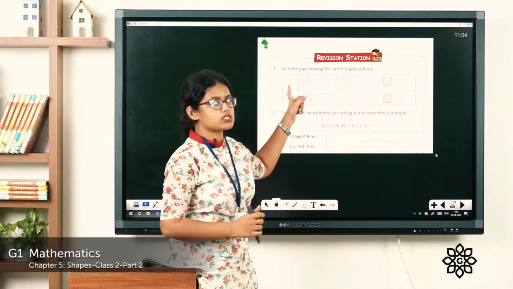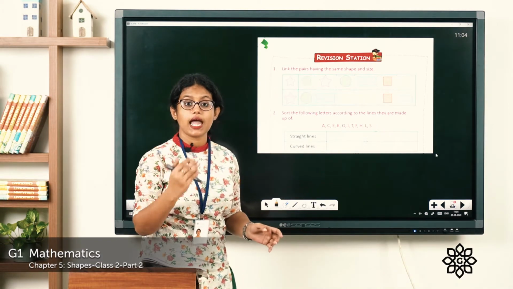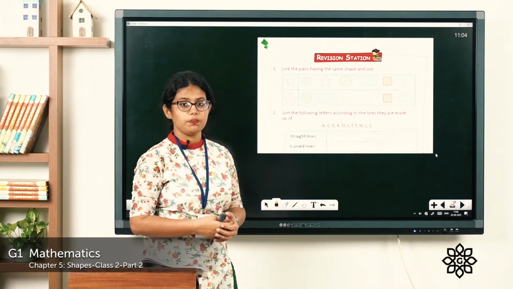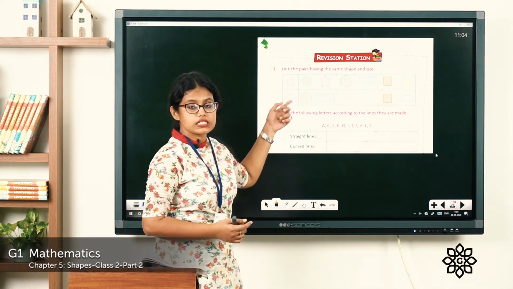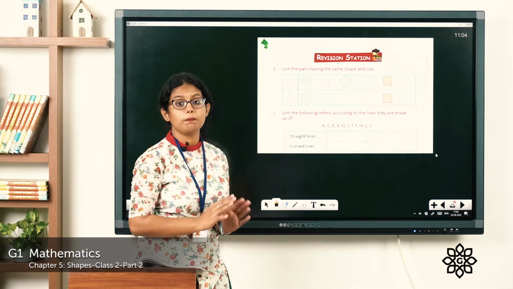So this picture is a star and you have to find another star of the same size and shape. Can you find another star of the same size and shape? If you look at this star, are they the same? Are they of the same size? No. So we can't take that. We can't make a pair.